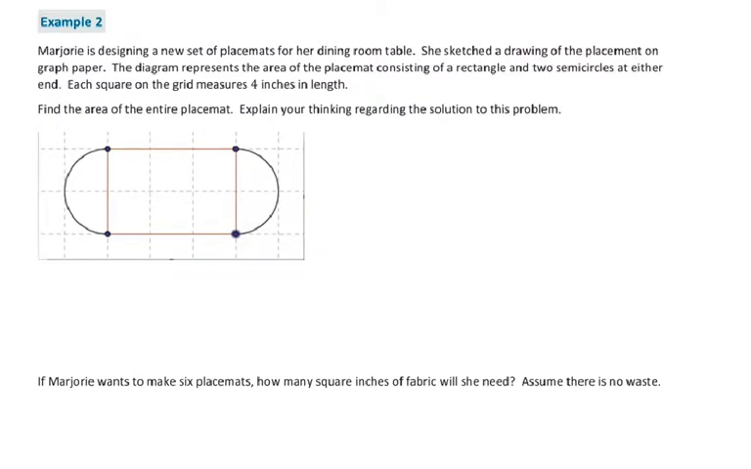So example number 2 says Marjorie is designing a new set of placemats for her dining room table. She sketched a drawing of the placemat on graph paper. The diagram represents the area of the placemat consisting of a rectangle and 2 semicircles at either end. Each square on the grid measures 4 inches in length.